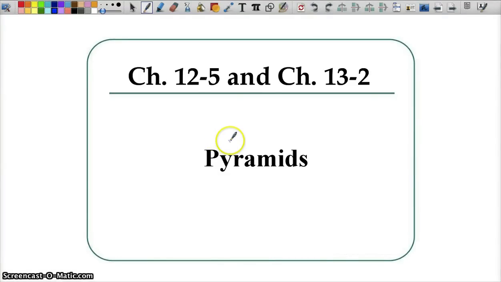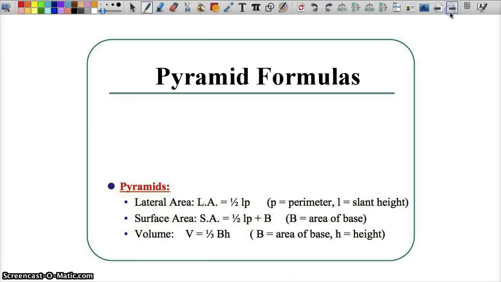Let's go ahead and finish up this surface area, lateral area, and volume chapter, shall we? I guess two chapters. So first we're going to start with pyramids, and that would be section 5 in chapter 12 and section 2 in chapter 13. So here are the formulas.